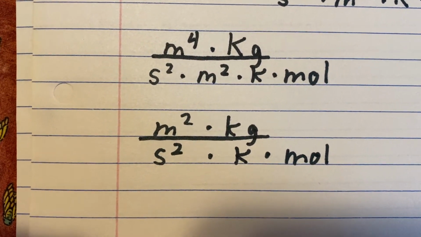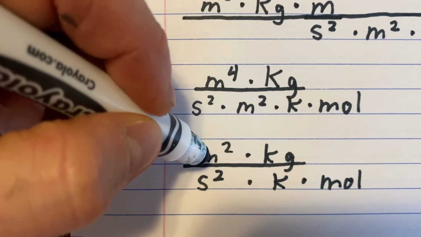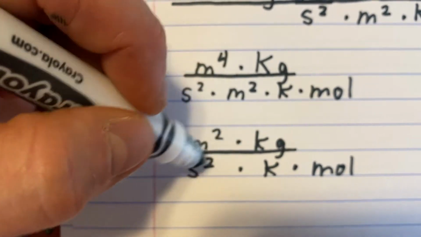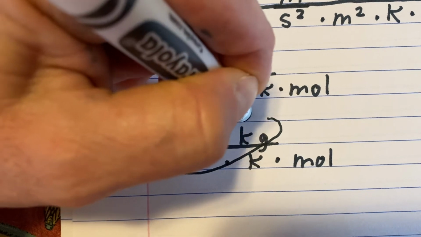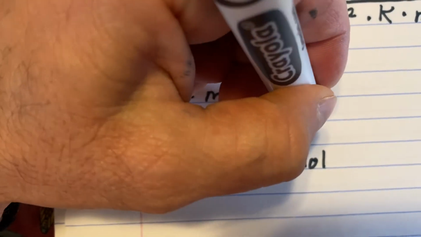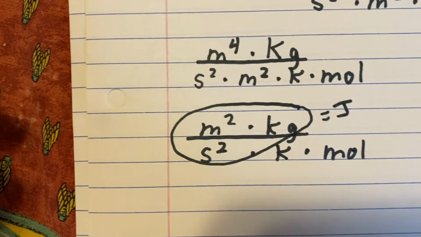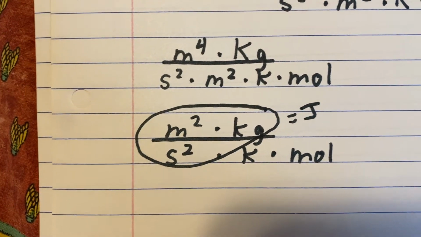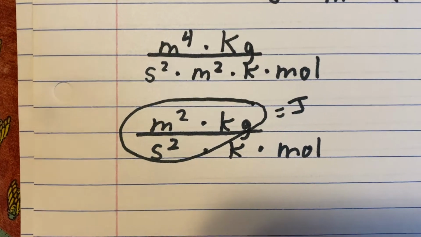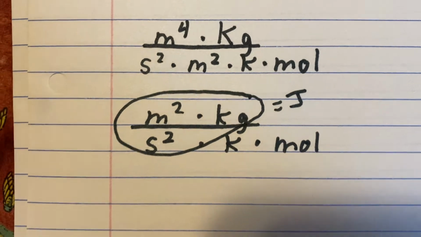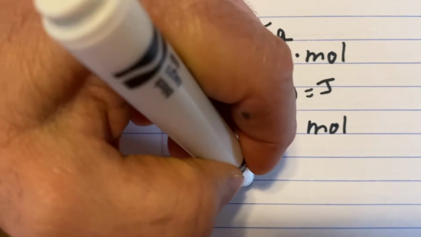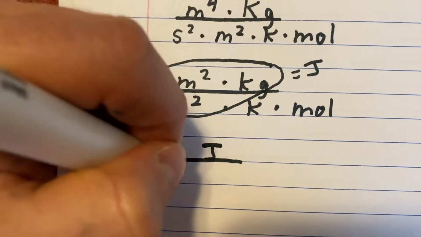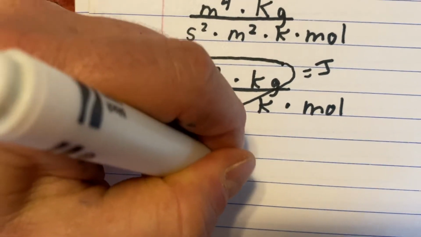Now this is the fun part. Meters squared times kilograms divided by square seconds can be written as joules. Those are the base units for joules, my friends. So when we rewrite the unit for this particular gas constant, it is going to be joules per Kelvin times mole.